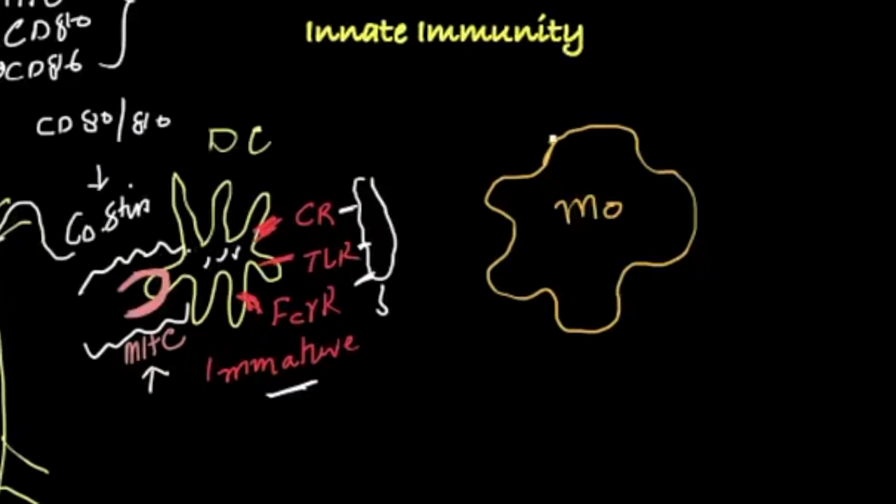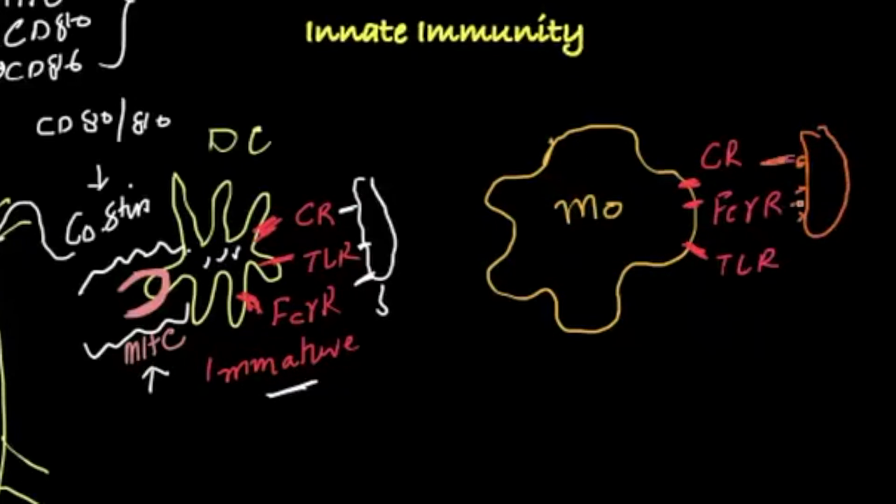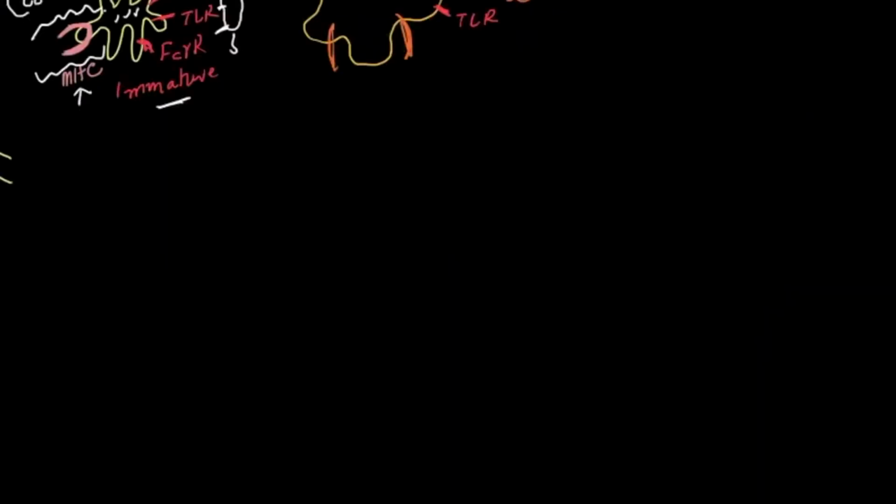On the other hand, the macrophages also have complement receptor, FC gamma receptor. They will have toll-like receptors, and here is the bacteria now. They will recognize it, and when they recognize it with the help of all these receptors, they will start expressing co-stimulatory signals as well, and they will produce a lot of things. So I'll just draw a bigger macrophage here.